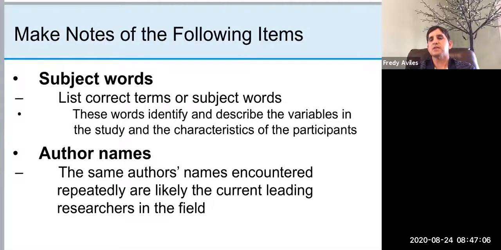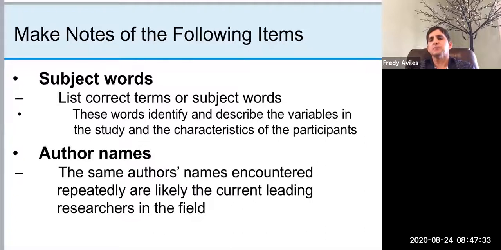Sometimes it's the variables, right? It's depression, it's alcohol, it's marijuana. These are the variables. These are the things that are being studied, that are being manipulated. And sometimes it's the participants, the centenarians, or postmenopausal women, or whatever it is. Maybe you're interested in specific people, but you need to know the right keywords, or you might not find much, okay?